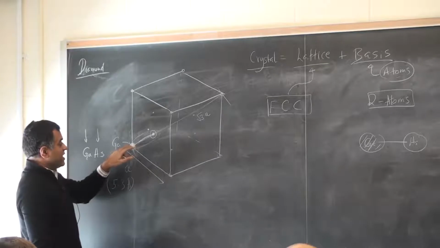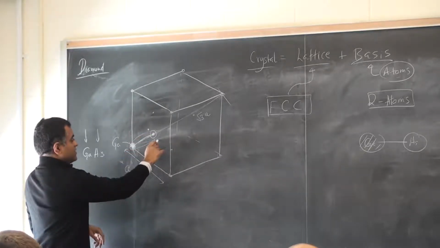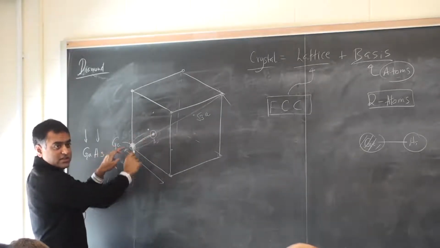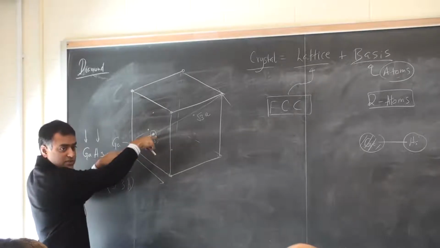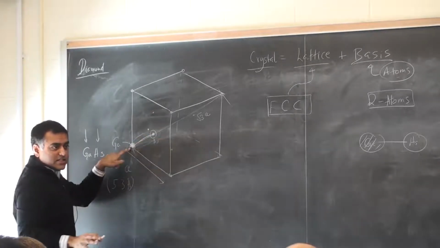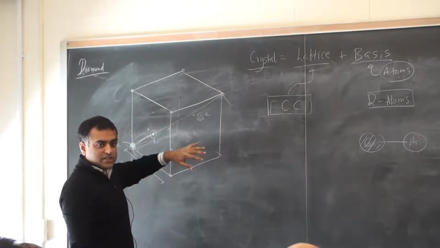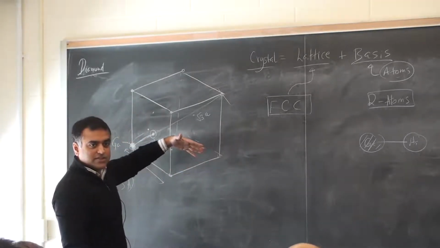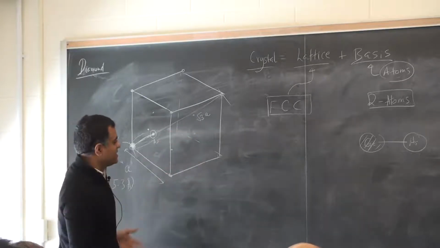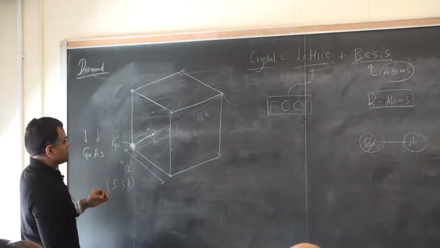And the basis could have gallium and arsenic, or it could have silicon and silicon, or germanium and germanium, or indium and phosphorus, indium phosphide. All these are different semiconductors. For all of them, the lattice is exactly the same, but the basis is different. Does that make sense? So these are the 3D semiconductor, typical 3D cubic semiconductor crystals.